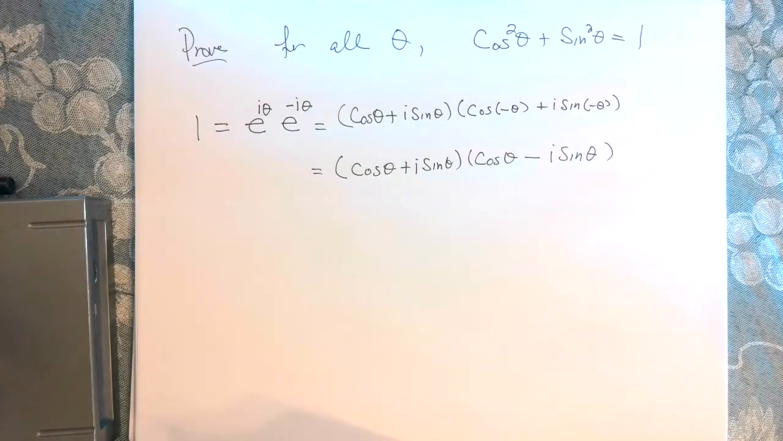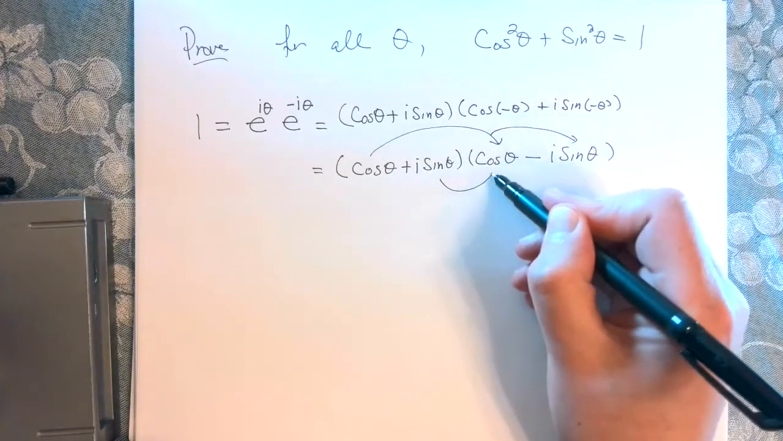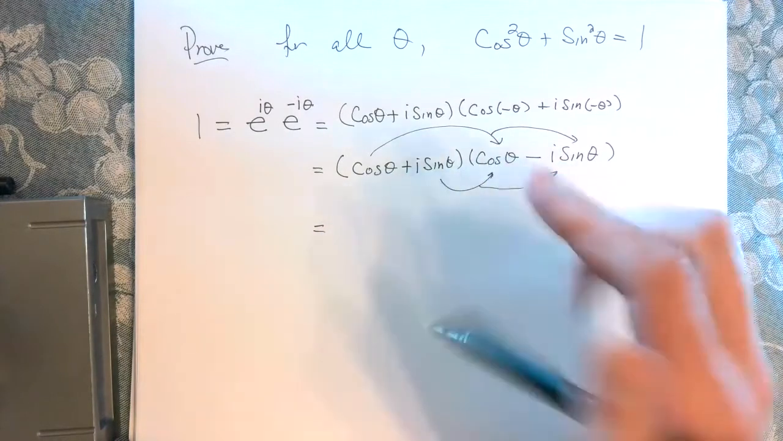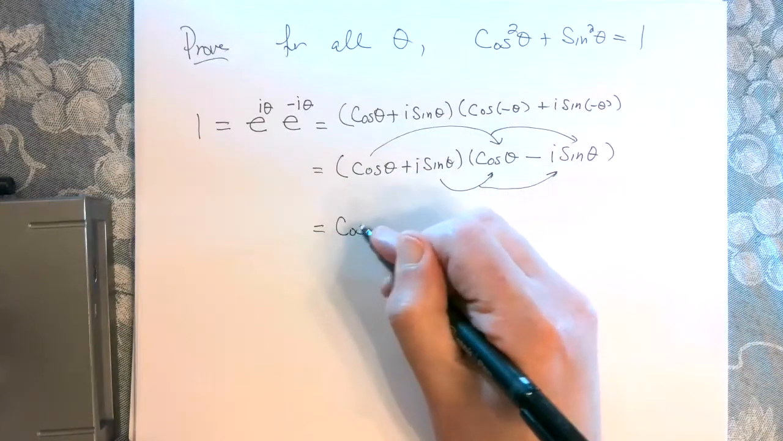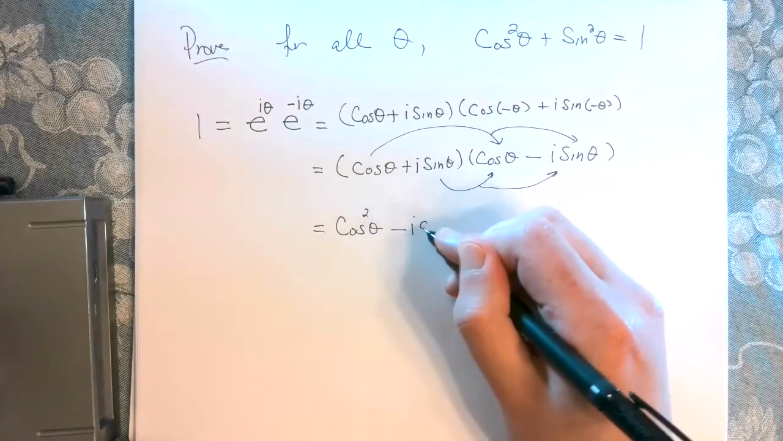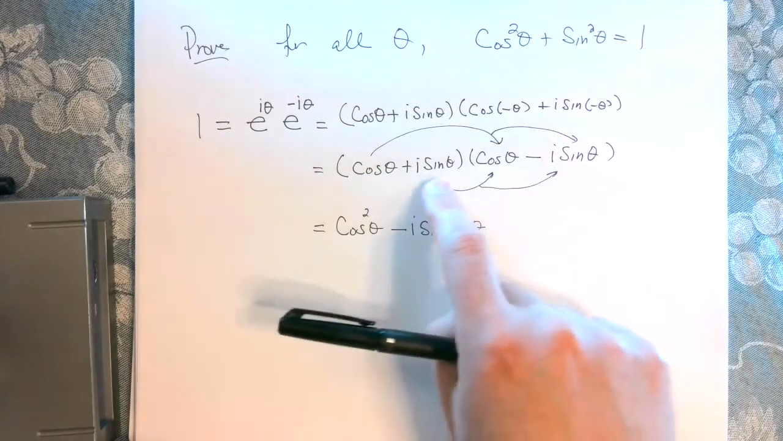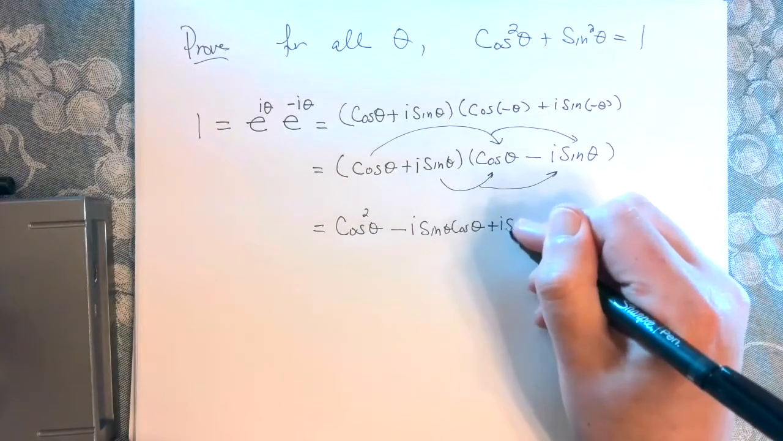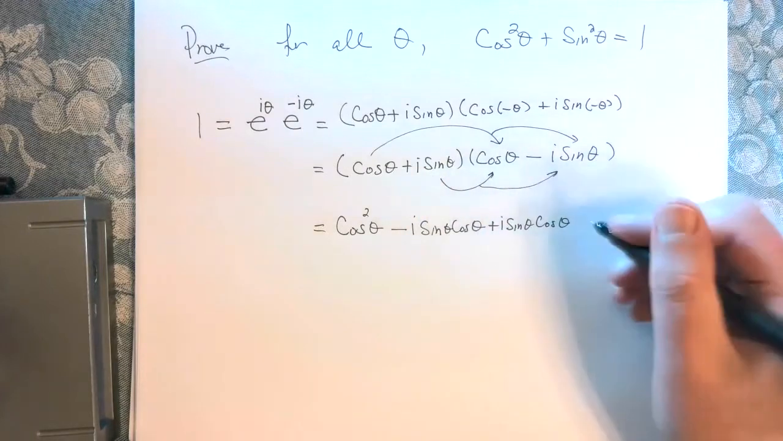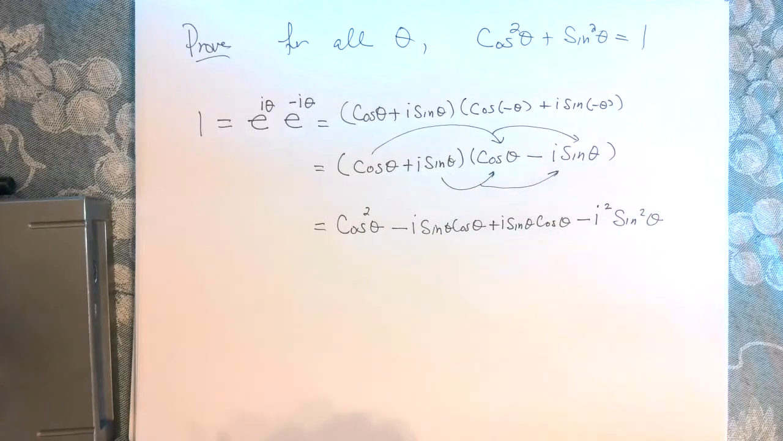And then you can just distribute this out. So you can multiply your cosine of theta over both terms. And then, of course, your I sine of theta over both terms here. So cosine times cosine is cosine squared of theta. And then what do we have here? We've got this minus I sine theta cosine theta. So that's that times that. Then I multiply here and I get a positive I sine theta cosine theta. And then I multiply here and that's going to give me minus I squared sine squared of theta.